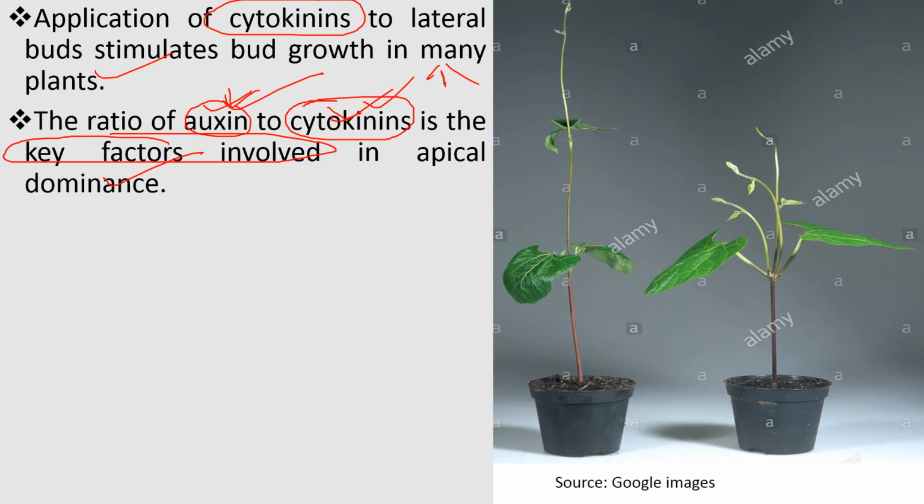So this picture again shows this phenomenon. In the presence of this tip, it will grow in the upward direction. This we will call apical dominance. But if we remove this tip, then it will show the lateral growth of lateral buds. So it will form a bunch of branches.